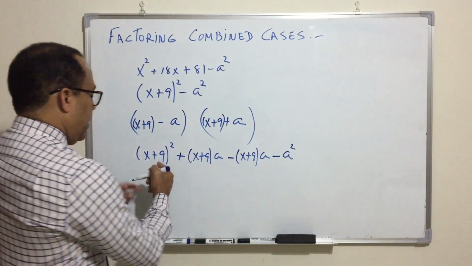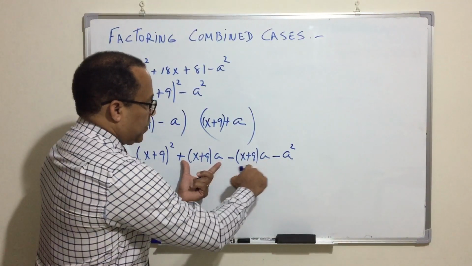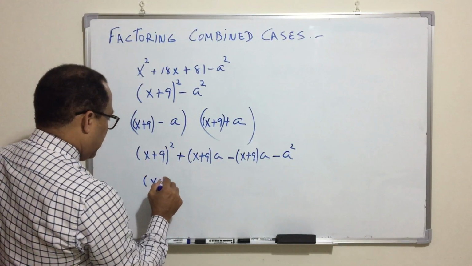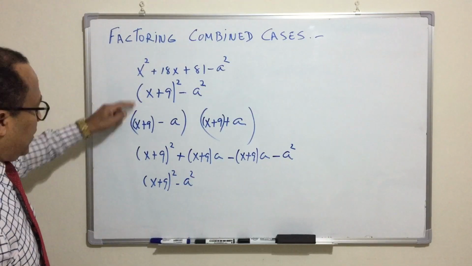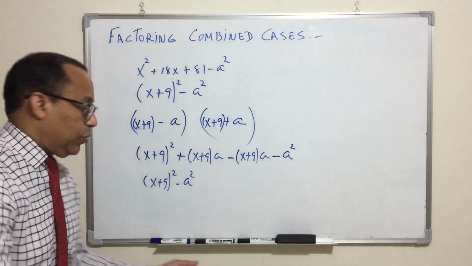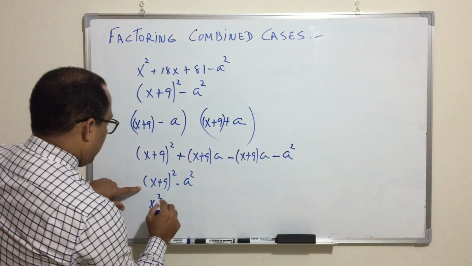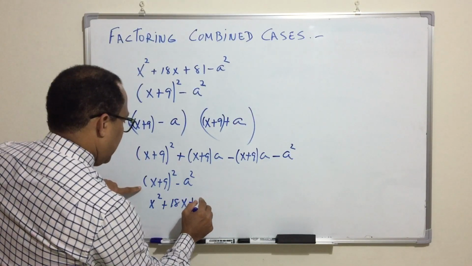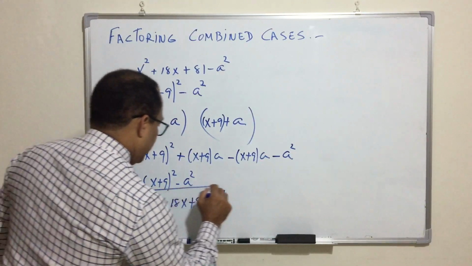What do I have here? X plus 9 to the second power plus (x plus 9)a minus (x plus 9)a. These two will cancel out and I'll just have x plus 9 to the second minus a to the second. The same one. Do you want me to solve x plus 9 to the second? We know how to do this. It'd be x to the second plus 18x plus 81 minus a to the second power.